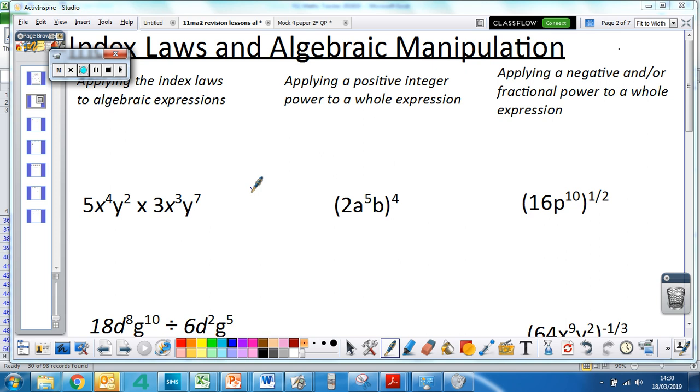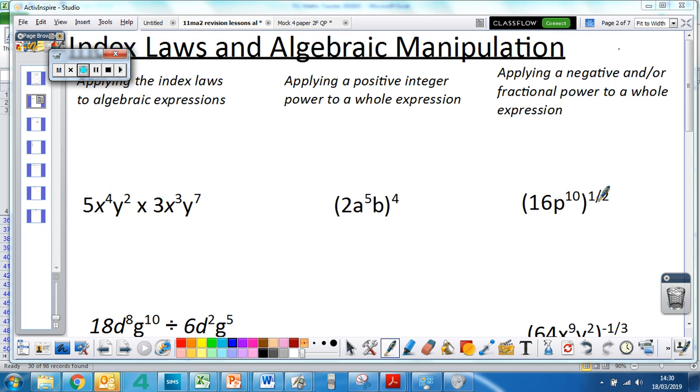First, we're starting with a topic that builds on our index laws work we did with numbers, and it will ask us to use the index laws. It may ask us to look at a power of a whole part of an algebraic expression, or it might ask us to use fractional powers. So, first things we need to be really clear about, those index laws.